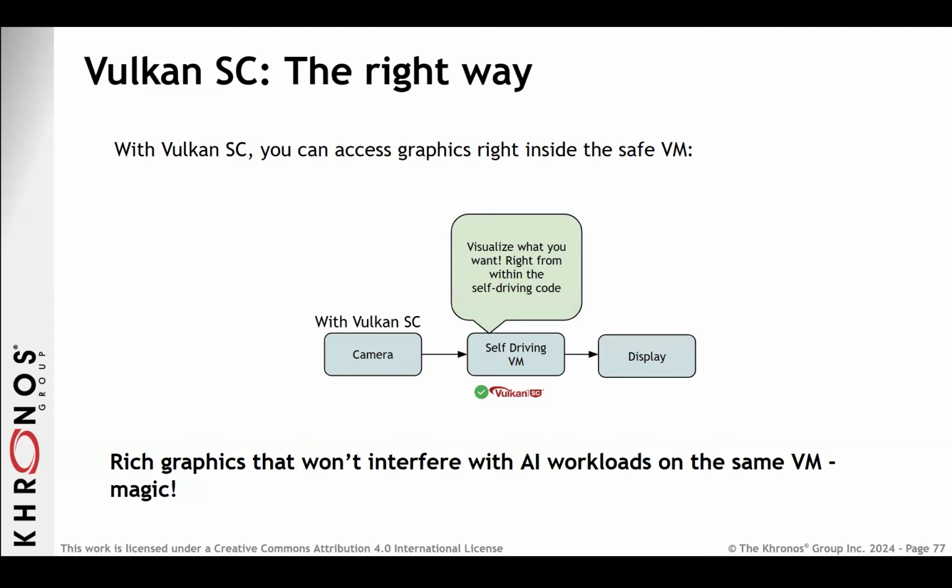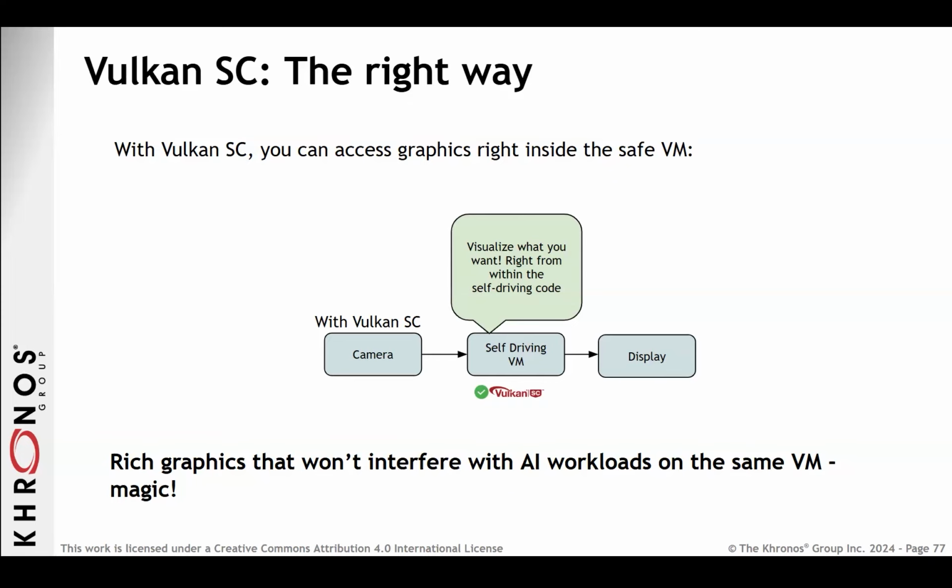With Vulkan SC, you can access the graphics directly inside the safety VM, and the reason for that is because Vulkan SC promotes fault tolerance. It does this in three main ways. First, it guarantees that concurrent workloads between AI compute and graphics can operate without interference. The latest modern GPU designs can even partition GPUs so that graphics and compute work can be done simultaneously, but in isolation. For example, NVIDIA's Hopper and later GPUs ship with this feature.